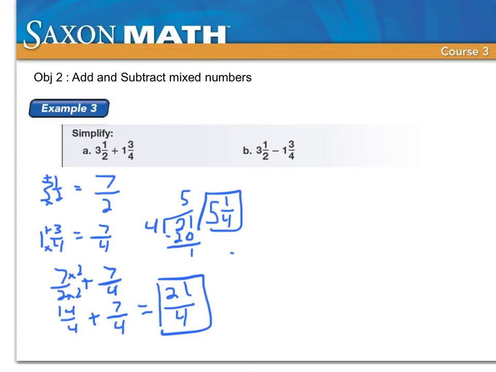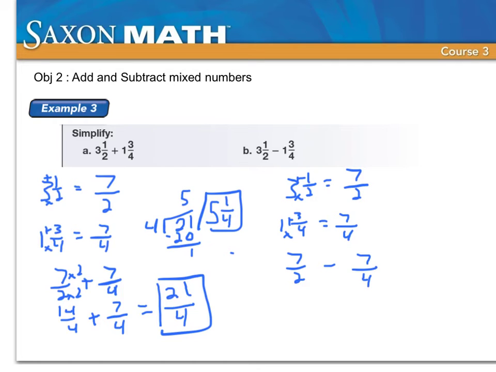Same thing, 3.5. I already changed once by doing times plus. That was 7/2. 1 3/4. Again, just a reminder, I already changed that by doing times plus. 4 times 1 is 4, plus 3 is 7, over 4. Okay, now we're going to subtract these. So I'm taking 7/2 minus 7/4.